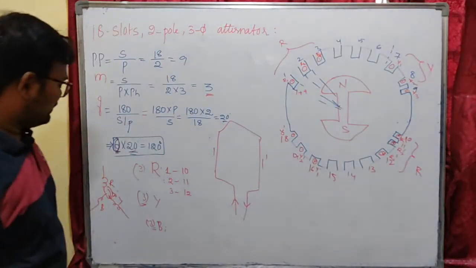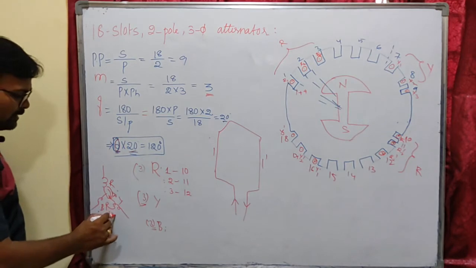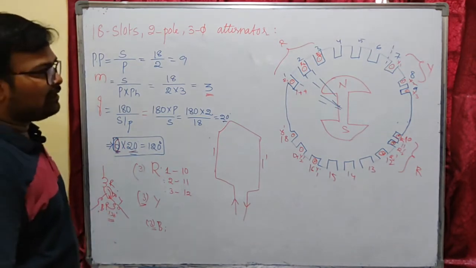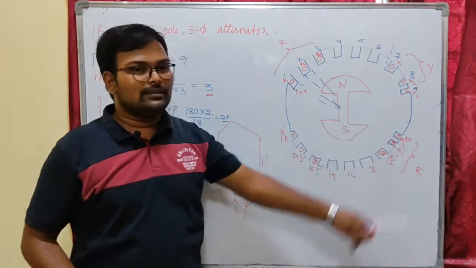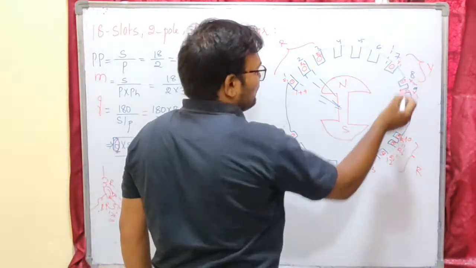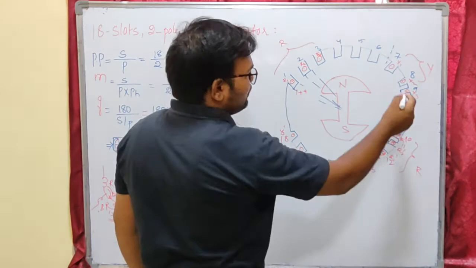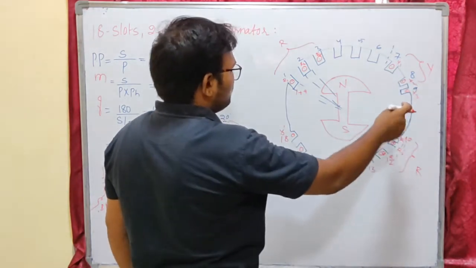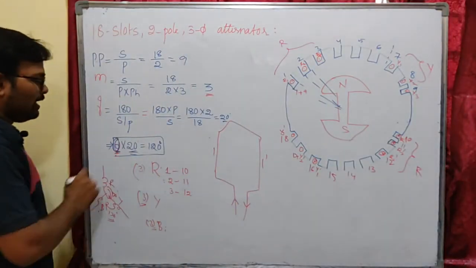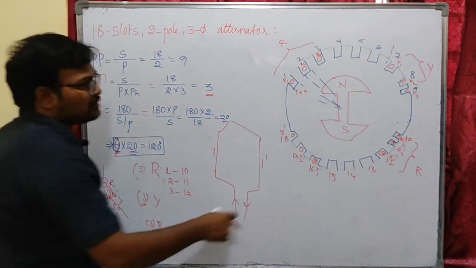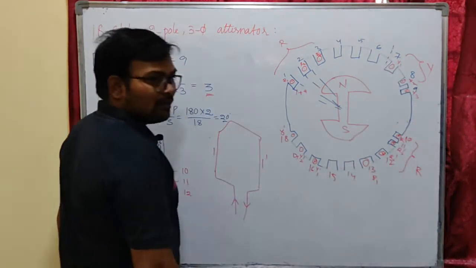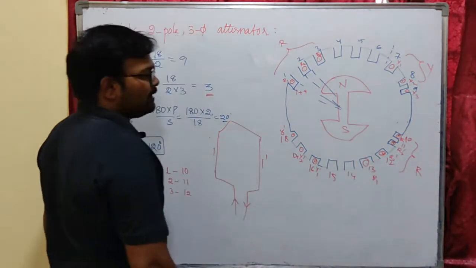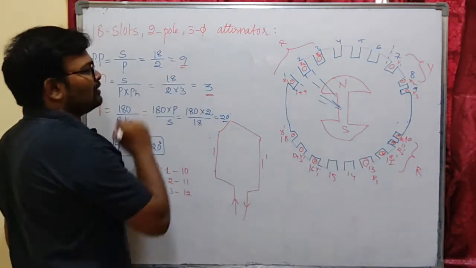Let me consider our B phase. B phase will be placed 120 degrees away from Y phase. That will happen if I place the B phase after 6 slots from Y phase. Sorry, after 6 slots only I have to keep B phase from Y phase. That will become 7 plus 6, which is 13. So this is my B1. If I keep B1 here, I have to keep B1 dash after 9 slots to have full pitch winding.